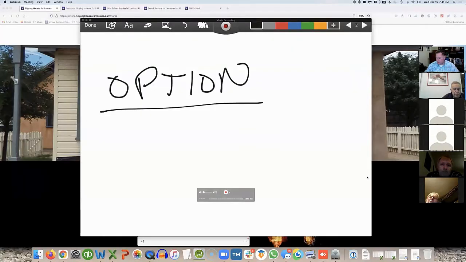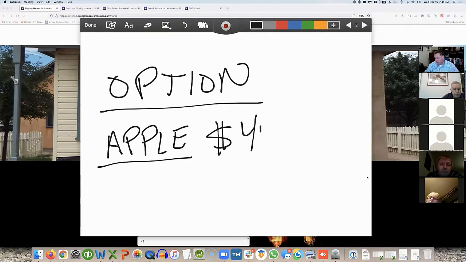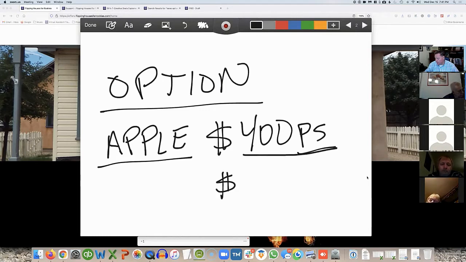So what happens is if you had, say, in the stock market, a stock called Apple, and that stock costs $400 per share to buy, okay? And you don't have $400. You don't want to spend that money. What happens is in the stock market, you can buy an option. So instead of buying the share for $400, you can buy the right to sell this share for $10.